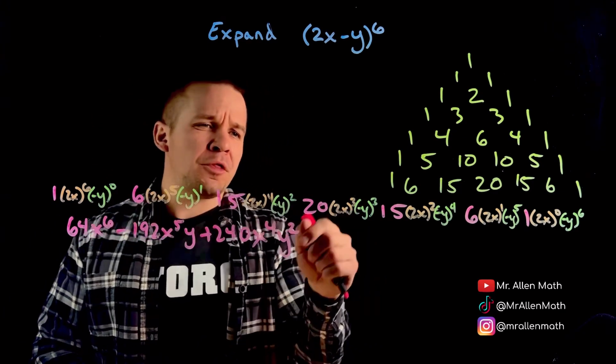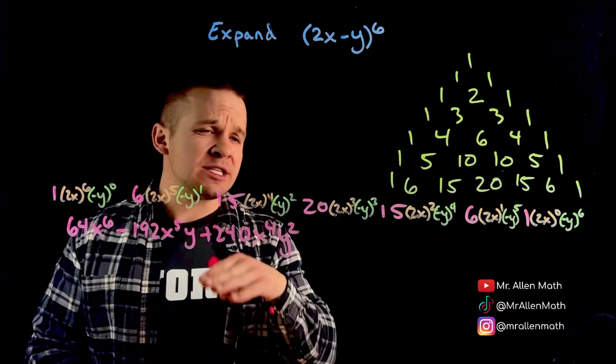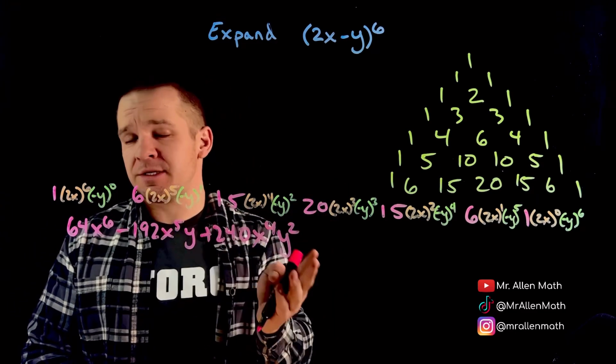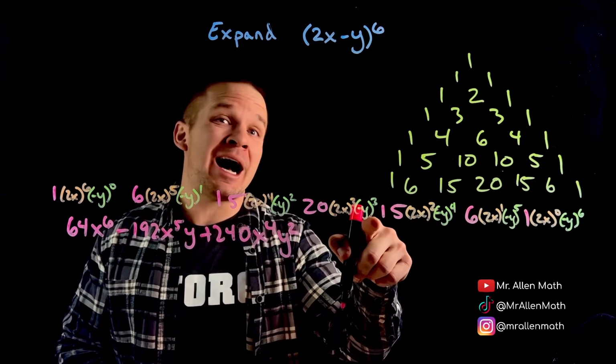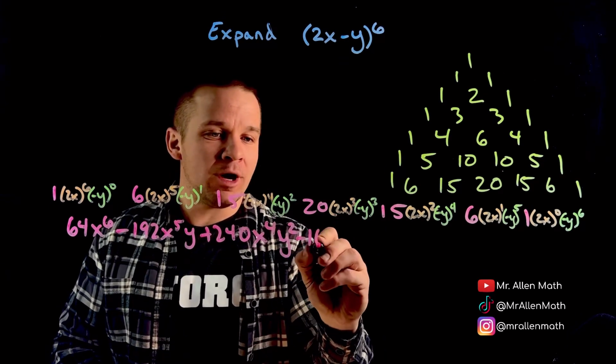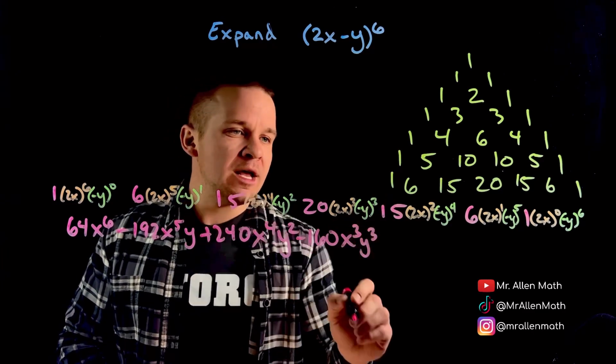All right, 2 to the 3rd, that's going to be 8. 8 times 20, that's going to be 160, right? 8 times 2 is 16, pop the 0 on there. We got 160, but it is a negative 1 to an odd power, so it's going to be negative 160 this time. X cubed, y cubed. Now on to the next one.